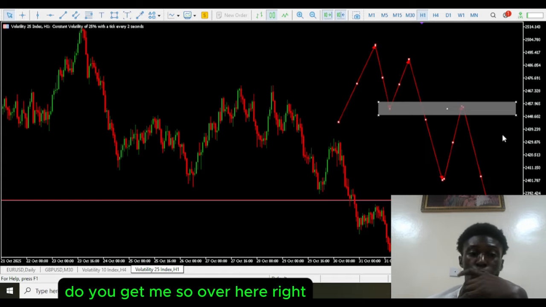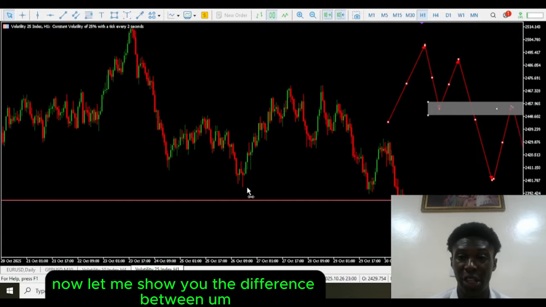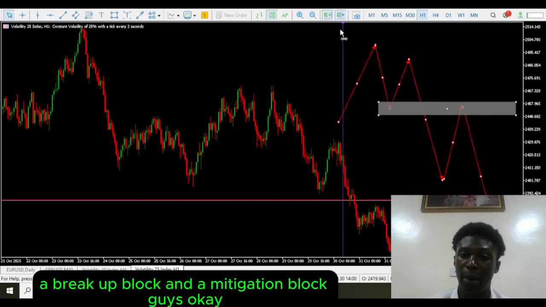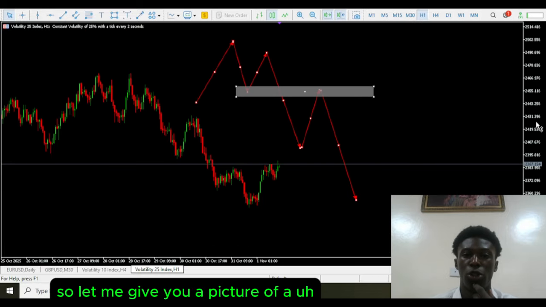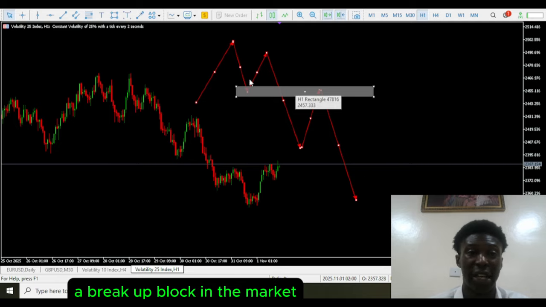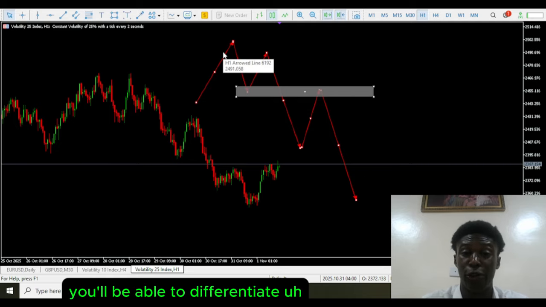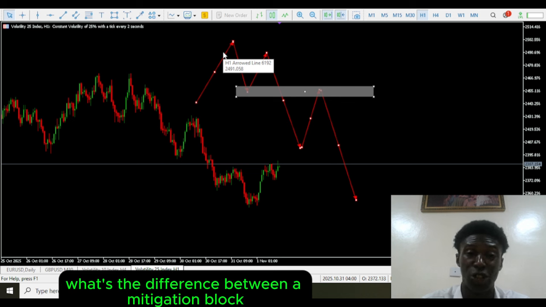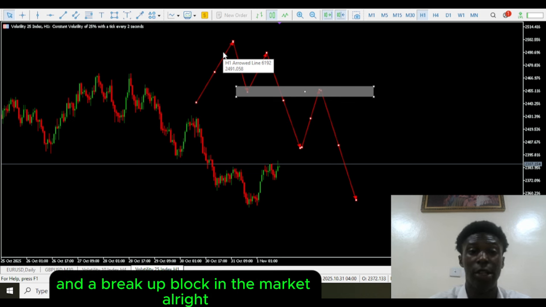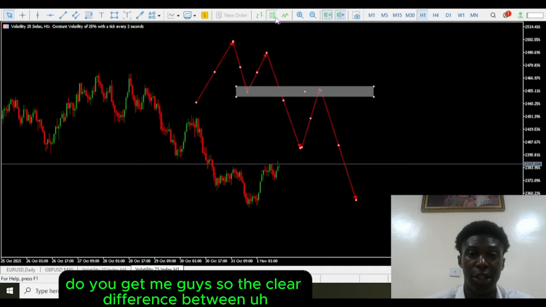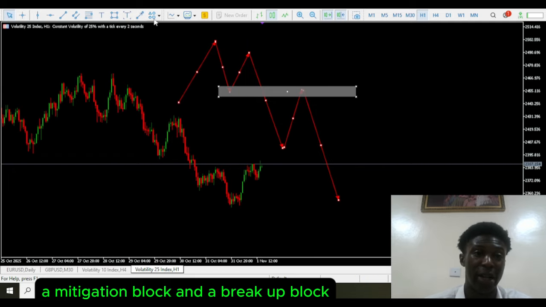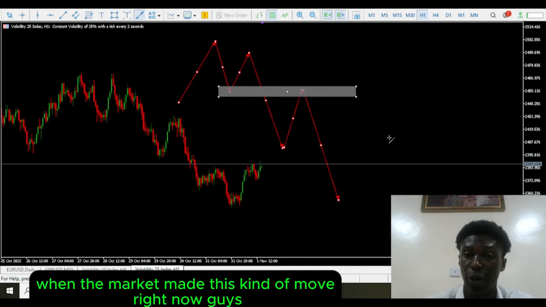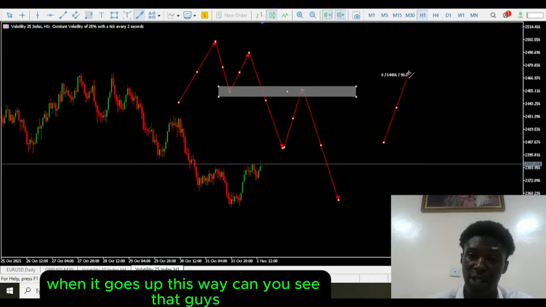So over here, let me show you the difference between a breaker block and a mitigation block. Let me give you a picture of a breaker block in the market, so when you see it, you'll be able to differentiate the difference between a mitigation block and a breaker block. So let me give you this diagram right now so you won't be confused. When the market makes a kind of move right now, when it goes up this way, can you see that, guys?